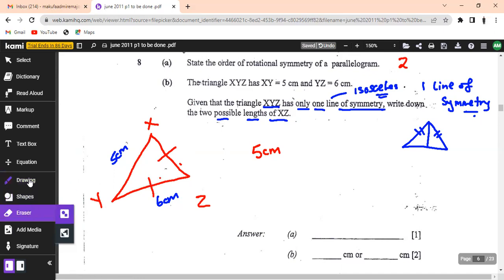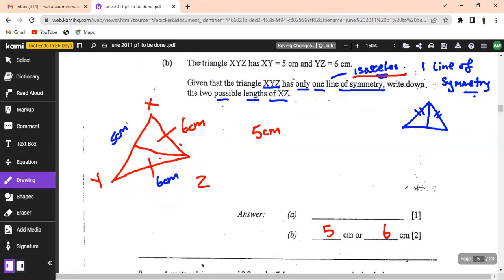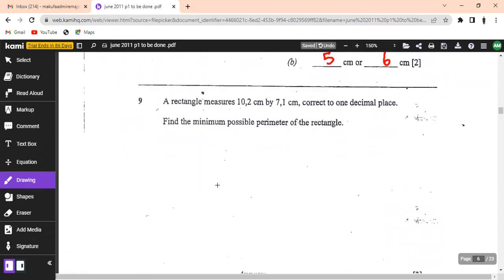So if it is an isosceles triangle and this side is 6 centimeters, it becomes isosceles and it will have one line of symmetry like this. Therefore, the possible length in this case is 5 or 6 centimeters, so that it becomes an isosceles. The tricky part was that it has one line of symmetry, they are just saying it's an isosceles triangle. So those sides are the possible ones, so that it becomes an isosceles triangle.